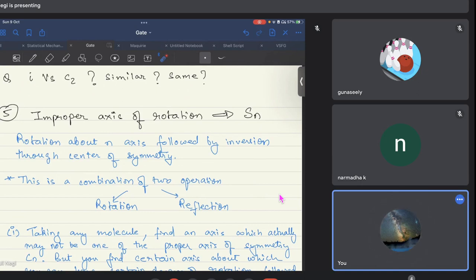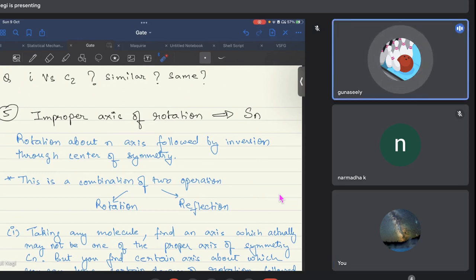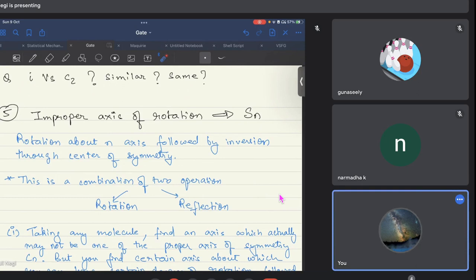So Gunasili, yes, ma'am. So what do you think? In H2O, the C2 operation is different from I. In the H2O molecule, is there a C2, and actually in H2O, is there an I, a center of inversion? Yes, ma'am. Center of inversion is in H2O.